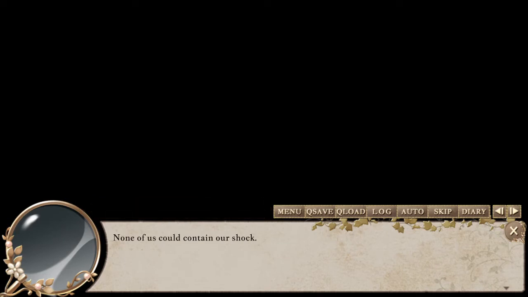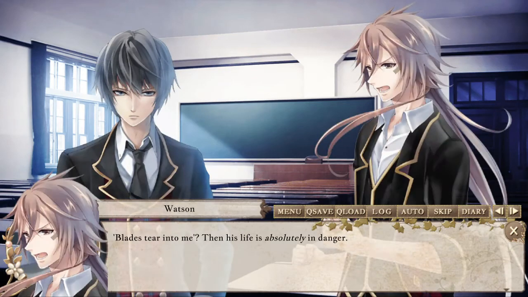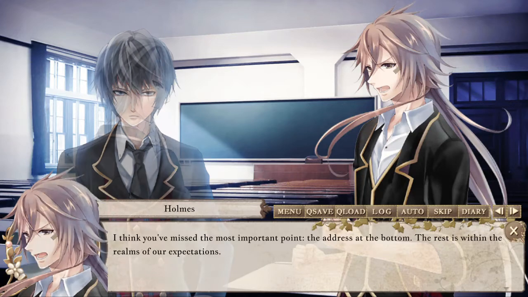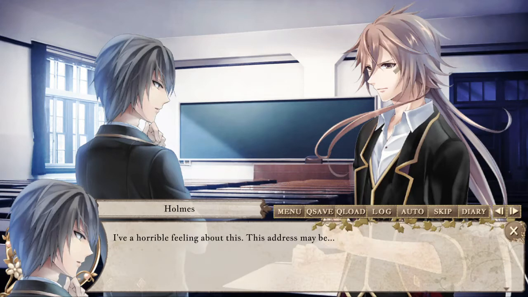There was no N in Watson's message, I would just like to state for the record. None of us could contain our shock. Mr. Mackenzie. Blades tear into me? Then his life is absolutely in danger. I think you've missed the most important point. The address at the bottom. The rest is within the realms of our expectations.